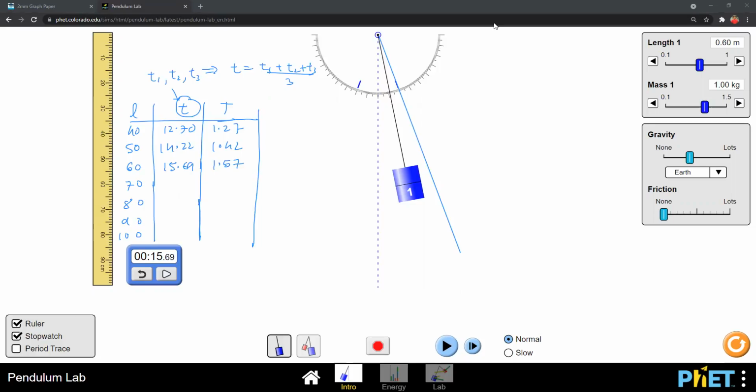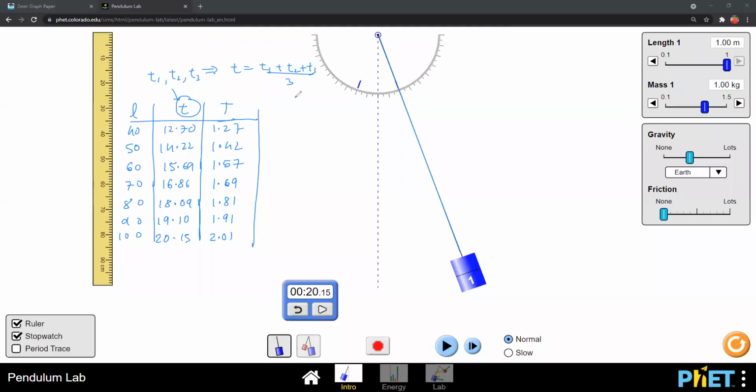So I have done these calculations, and now what we have got is 1, 2, 3, 4, 5, 6, 7 readings. You may get similar answers. It may not be very accurate, but it should be accurate up to at least one decimal place. It should match with at least one decimal place.